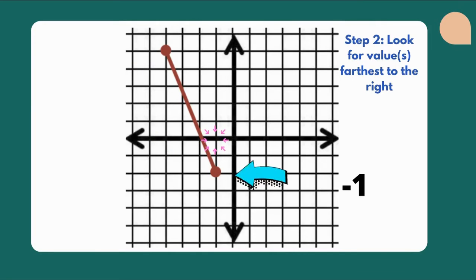Next, we need to look at the point farthest to the right. And the point farthest to the right on this graph is located at -1 on the x-axis. So when we go to that point all the way to the right, we follow it up to the x-axis and we notice that we are at the point -1.